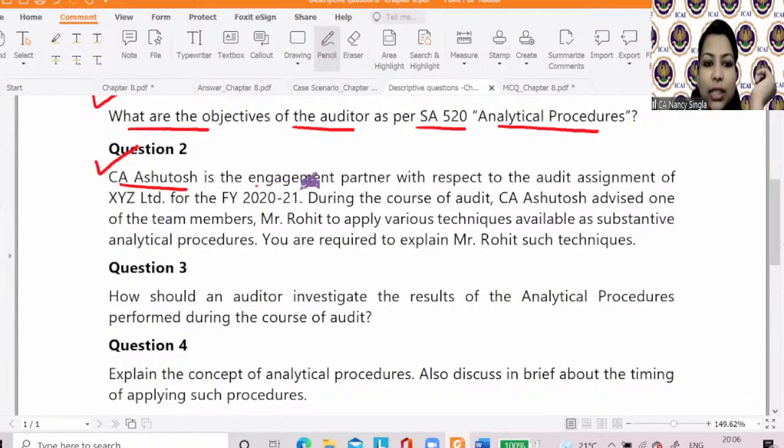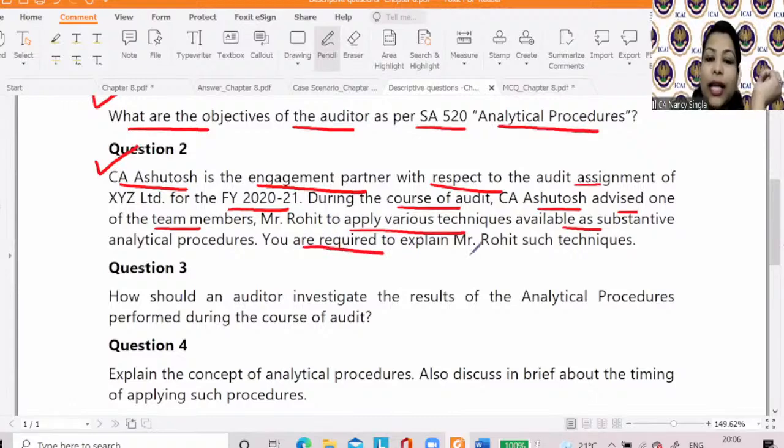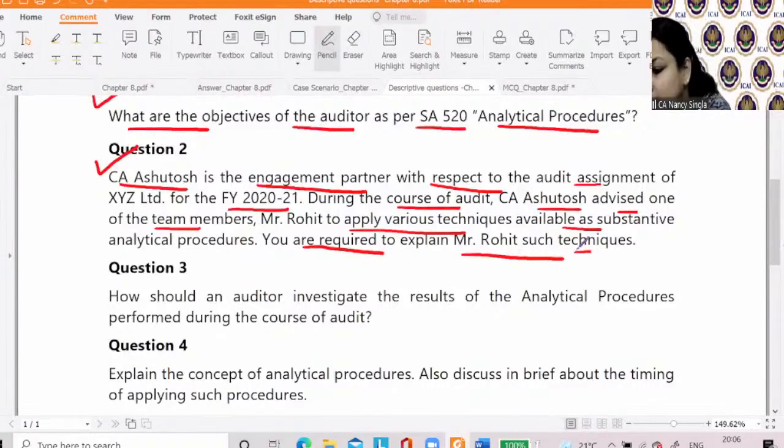CA Ashutosh is the engagement partner with respect to the audit assignment of XYZ Limited for financial year 2021. During the course of audit, CA Ashutosh advised one of the team members to apply various techniques available. You are required to explain, Mr. Rohit, about such techniques. Send in your replies.